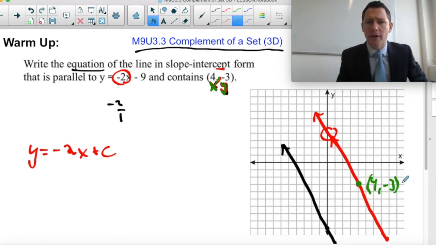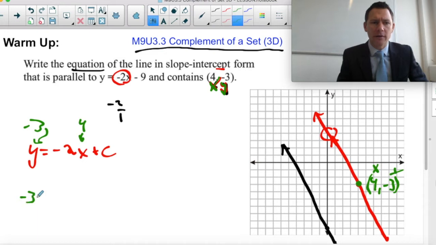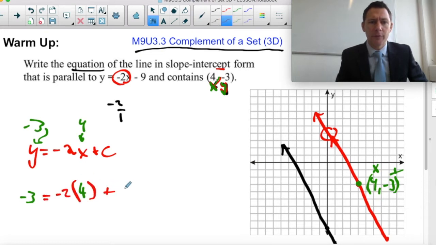So I know if I put 4 into this x, I have to get out this y value. I should get out -3. I have to. So when into the equation I put a 4, multiply it by our slope of -2, the only thing we don't know is c, which is this intercept. So this becomes -8 plus c.